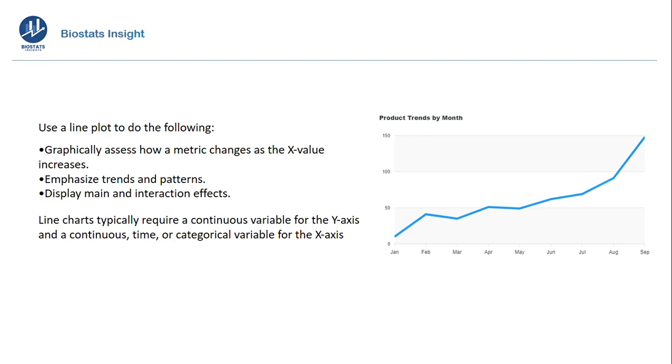In this graph, you can see we use a line plot, following these steps. These are the steps we have to follow to plot a line graph. Graphically, it shows how a metric changes as the x value increases. It emphasizes trends and patterns and displays main effects and interactions. With the help of a line plot, we can easily understand these points.